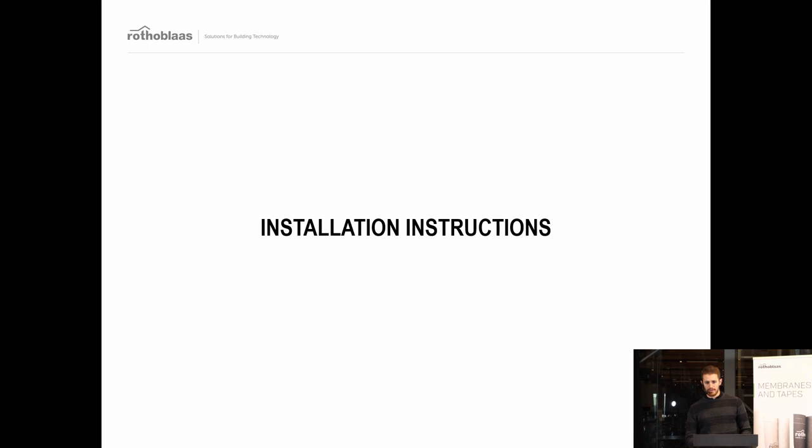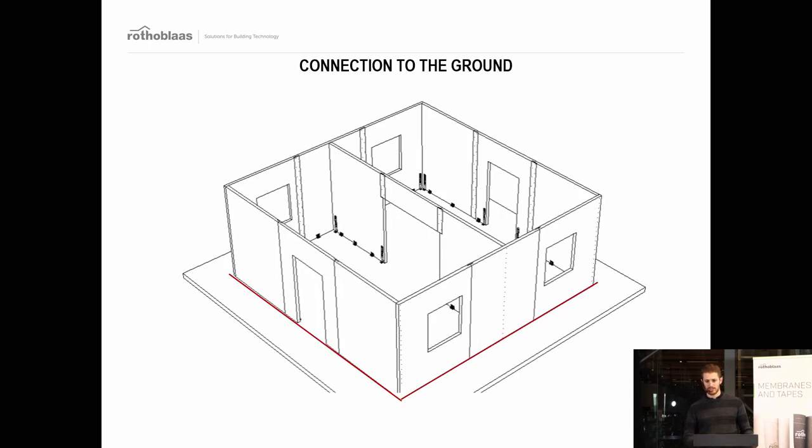So as I said before, it's important first of all to choose the right membrane. Second of all, you have to use it in the right way, otherwise it's not working in the right way. So let's have a look at some installation hints, for instance. The connection to the ground is one of the most important things in a timber building, especially because you have to protect the timber structure from the humidity that is always there when you have a connection to the ground.